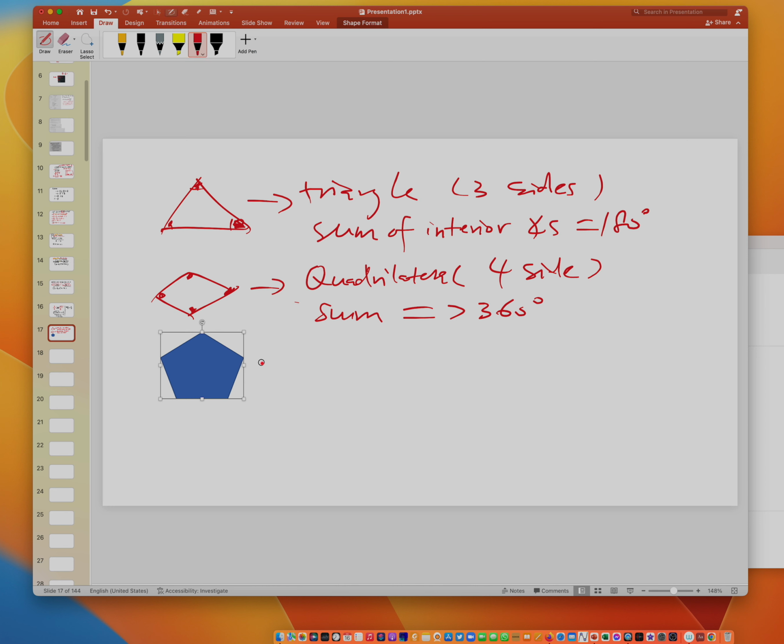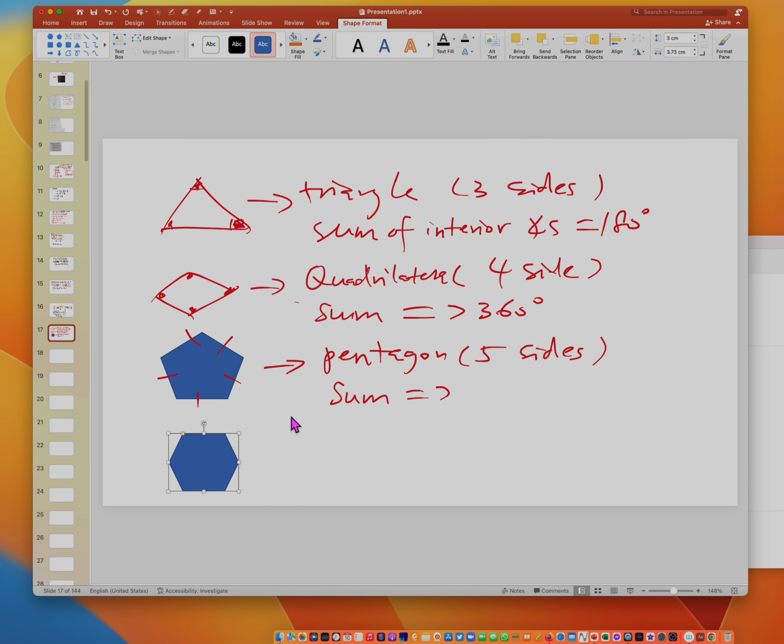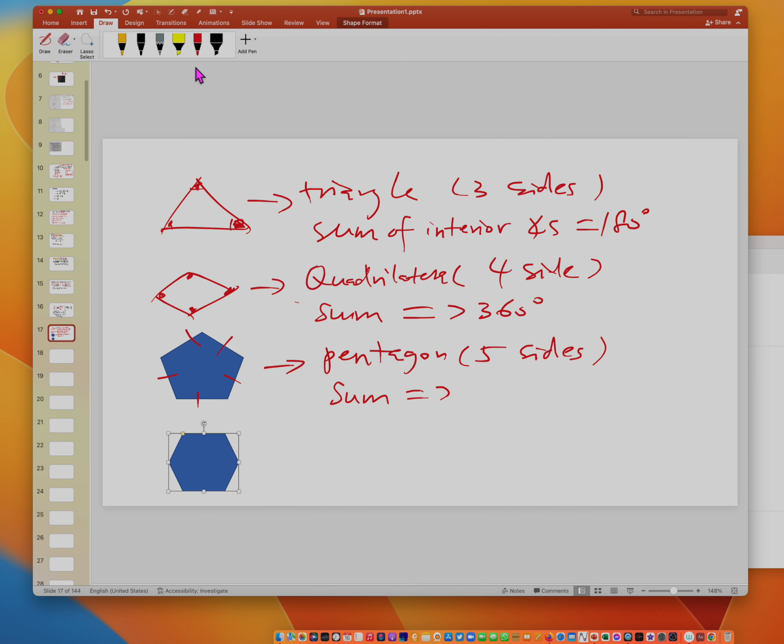So this is called a pentagon. One, two, three, four, five. 5 sides. So the sum, you don't know, right? Never mind. Later, I will reveal to you. Then the 6-sided shape is called a hexagon, right? Okay? So, on and on and on.